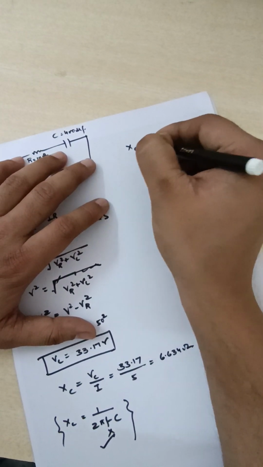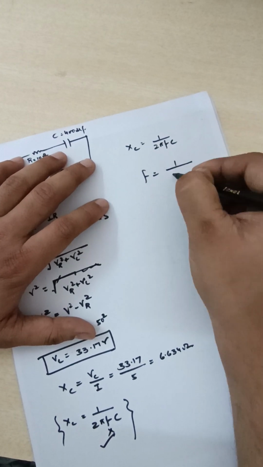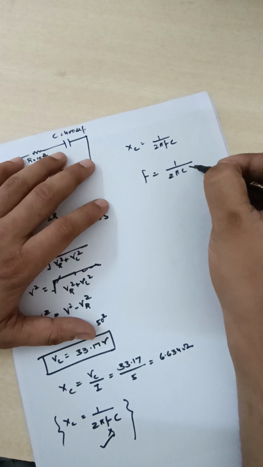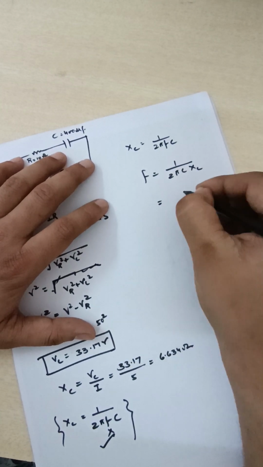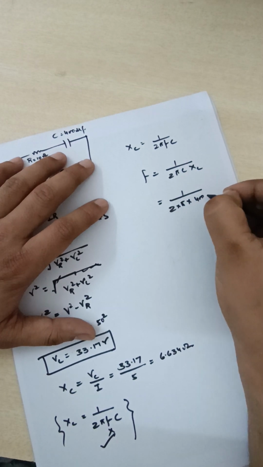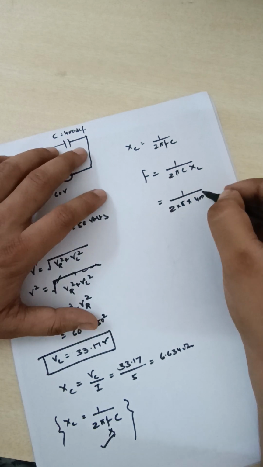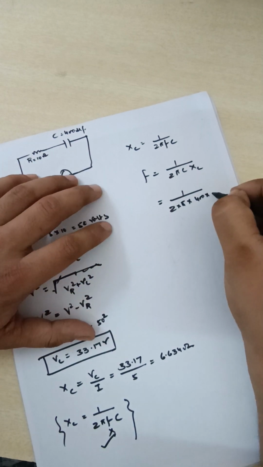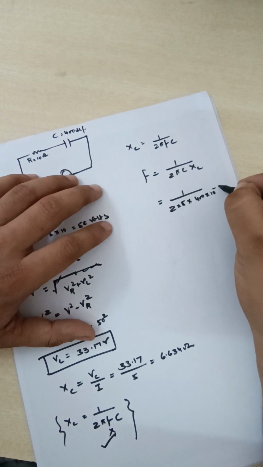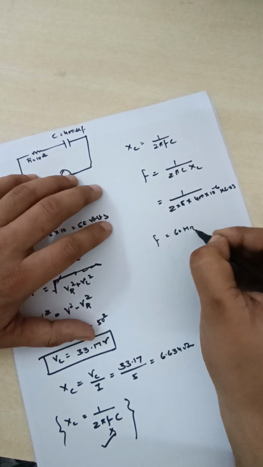Now we will use this formula to calculate the frequency. XC is 1 upon 2 pi F into C. So what will be the value of F? F is 1 upon 2 pi C into XC. Put the values: 1 upon 2 into pi into 400 microfarad, which is 10 raised to power minus 6, multiplied by XC, which we have calculated as 6.63. So finally the frequency will come out to be 60 hertz.